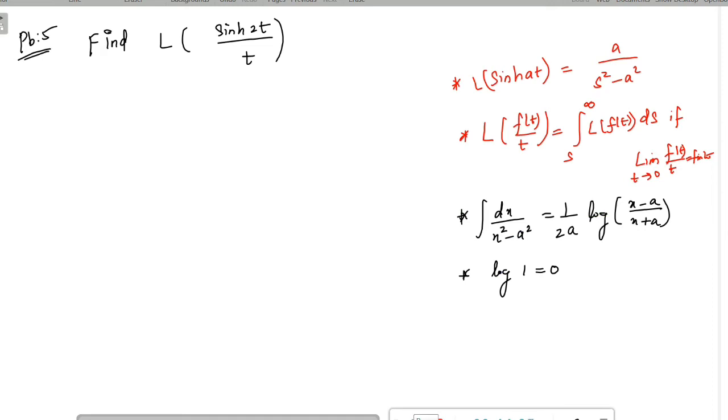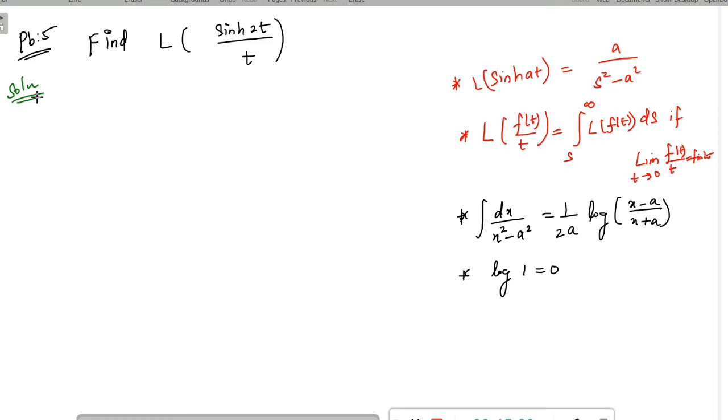Find L of sinh 2t divided by t. In this function, a rational function is given, sinh 2t divided by t. Suppose the function is divided by t; you have to use this property: L of f of t divided by t equals the integral from s to infinity of L of f of t ds. When do you apply this formula? It should satisfy this condition: the limit as t tends to 0 of f of t divided by t equals a finite limit. Then only you can apply this property. Now I am going to apply that property here.